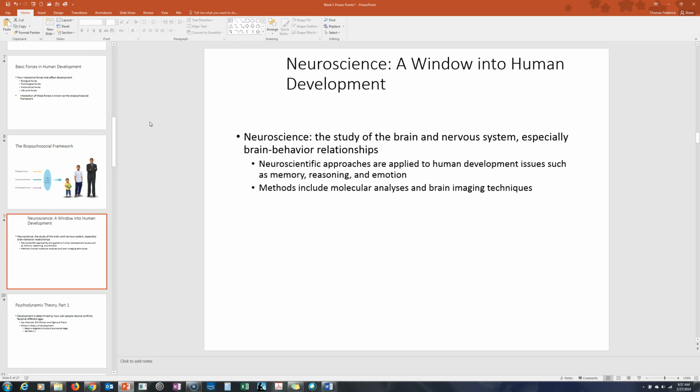Neuroscience plays a huge role in this process. We're getting more and more sophisticated in our ability to understand how one's brain influences behavior and how behavior influences the brain. It's a reciprocal relationship. And so we can incorporate more neurological and neuroscientific evidence in understanding how we develop over time.